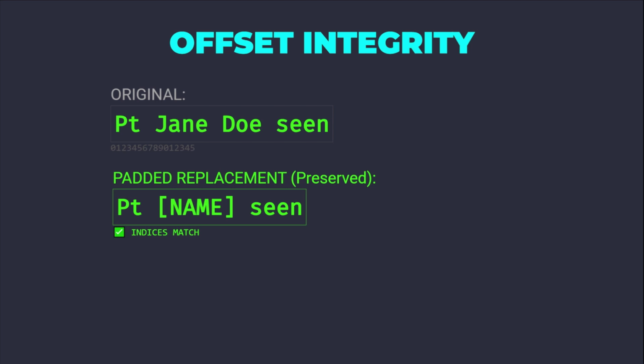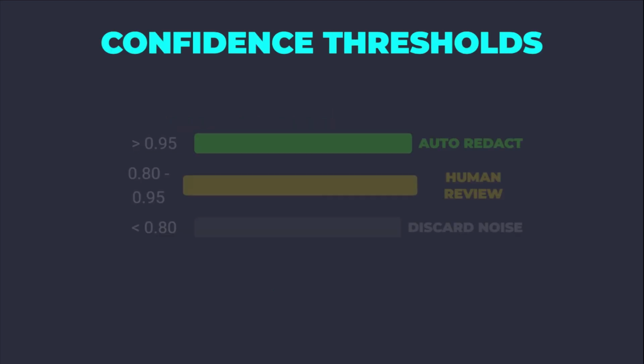Implement a padding mechanism. If the replacement tag is shorter than the original entity, pad the tag with spaces or a neutral character to match the original length. For example, Jane Doe becomes name space space. This guarantees that the redacted text can be stored and indexed without requiring a full reindexing of the entire database, saving significant computational overhead and ensuring search relevance remains accurate.